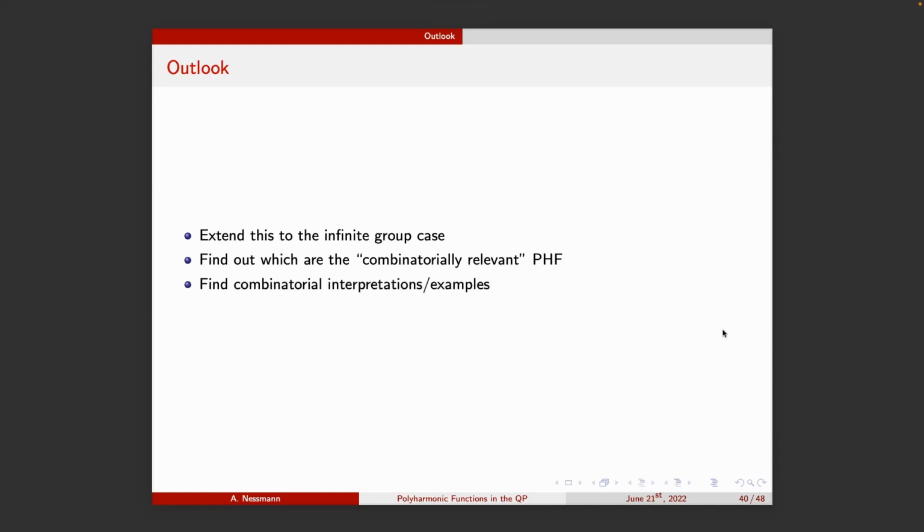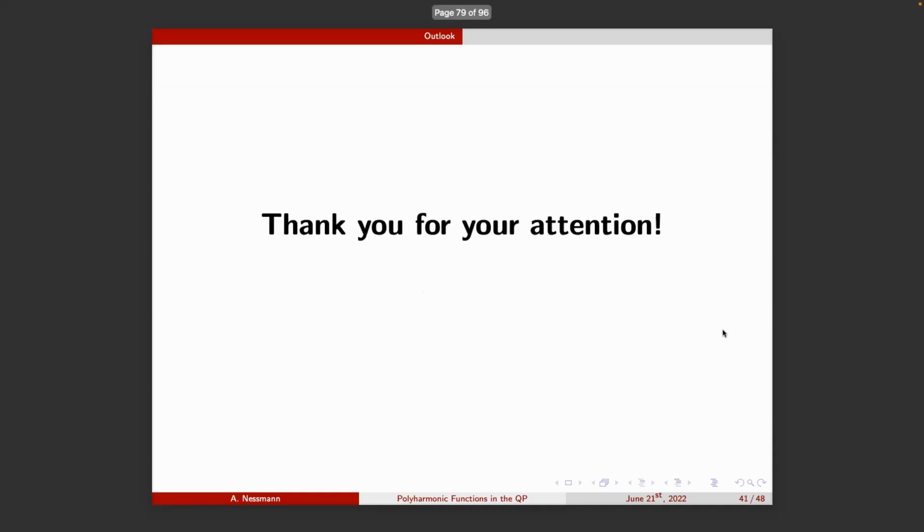And thirdly, just in general, as far as I'm aware, the only combinatorial interpretation of polyharmonic functions is that they appear in an asymptotic expansion. And it would be nice to know if there is something more direct, if there are things which are more directly related to polyharmonic functions. Well, thanks for your attention.